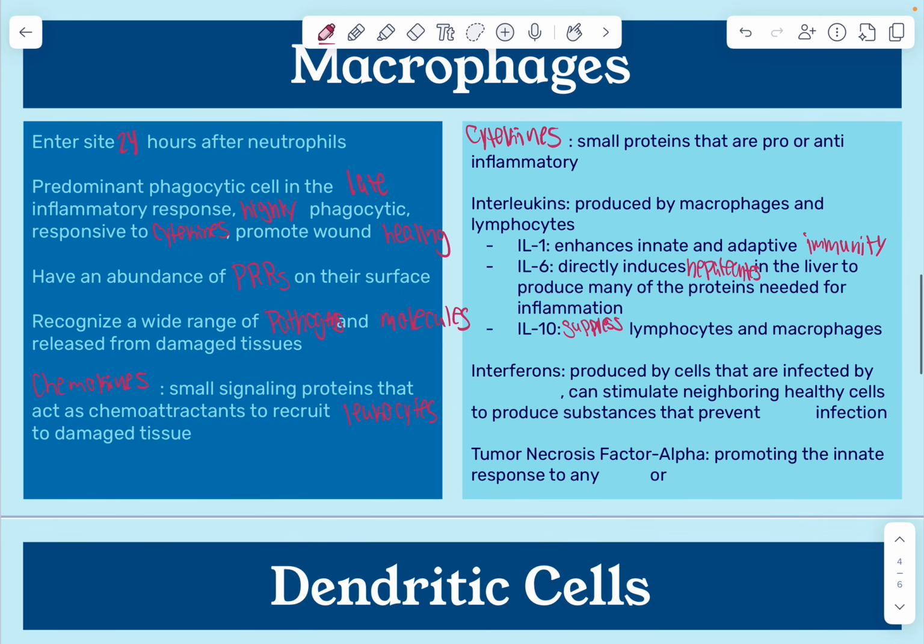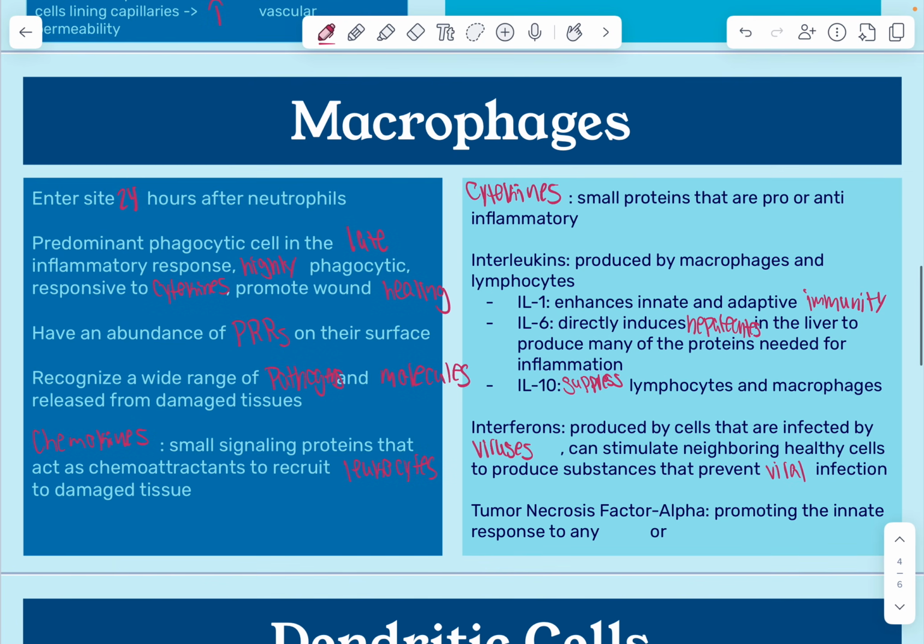There are interferons that are produced by cells that are infected by viruses, and they can stimulate neighboring healthy cells to produce substances that prevent those viral infections. There's also tumor necrosis factor alpha, and this is going to promote the innate response to any injury or to any infection.